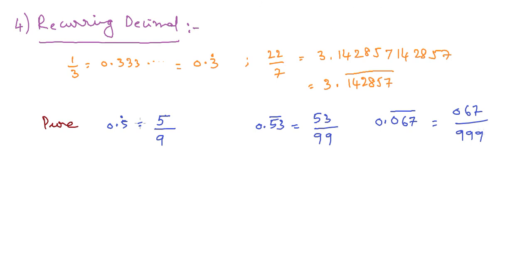Now let us move on to mixed recurring decimals. How can we deal with this? What does mixed recurring decimal mean? That means repeating and non-repeating digits are both there after the decimal. For example, 0.16 bar, here only 6 is repeating. Similarly, 0.2273 bar, that means only 73 is repeating.